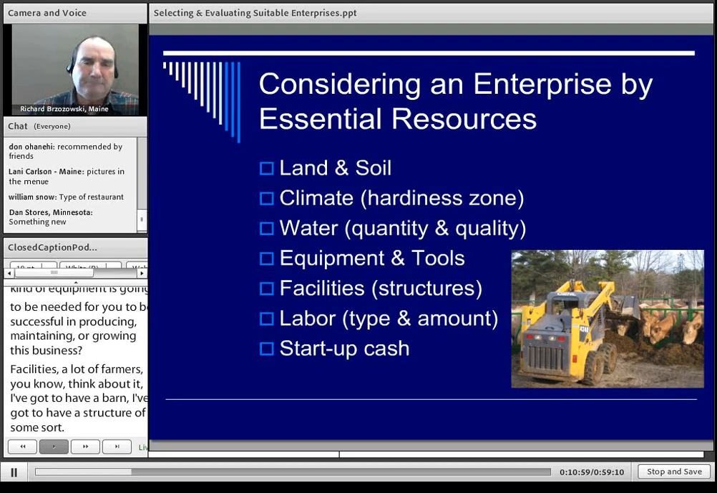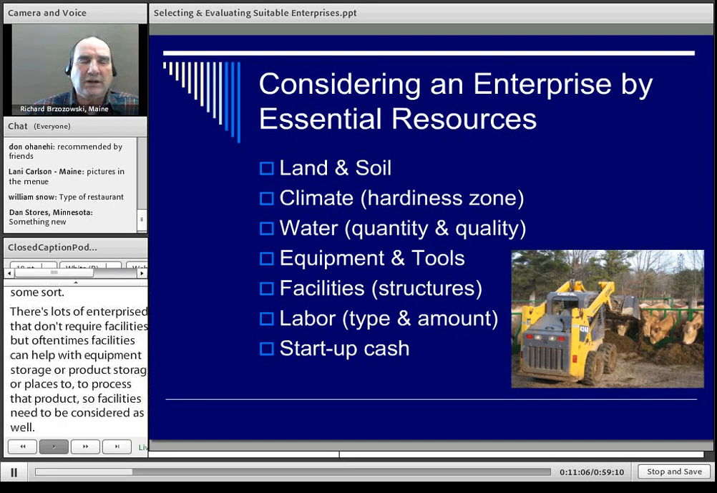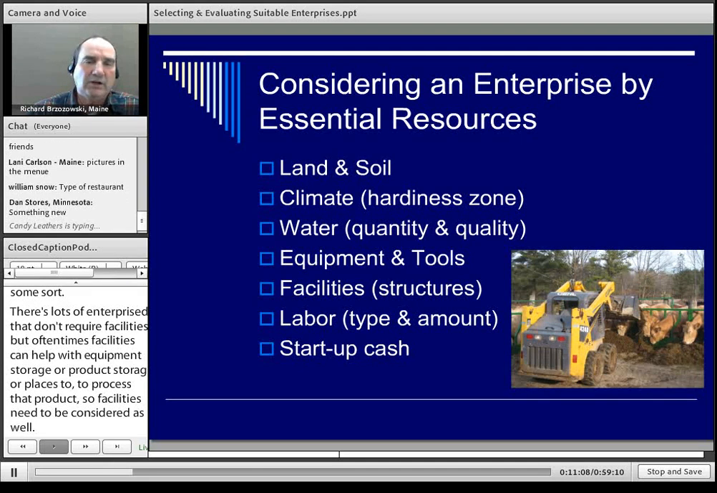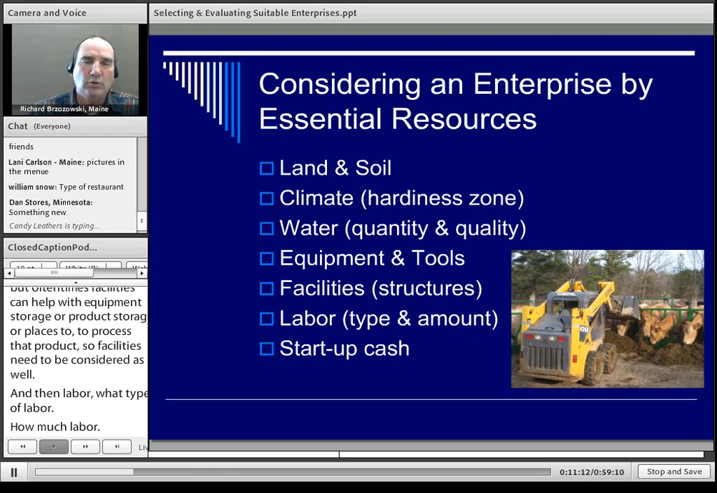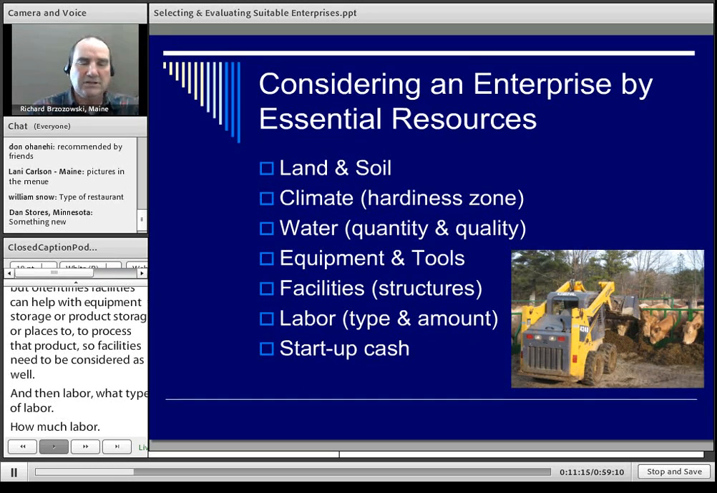And then labor, what type of labor, how much labor, is it skilled, unskilled, those kinds of things. And lastly on my list, what kind of startup cash, a resource of cash or capital is going to be important? What do I need to invest in so that I can have this operation be successful?